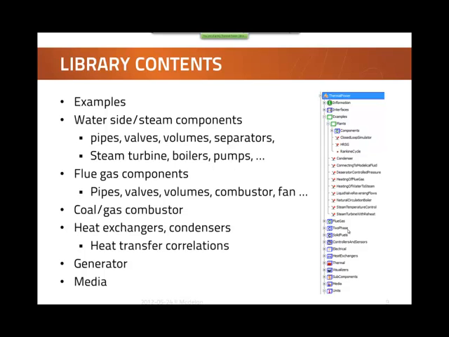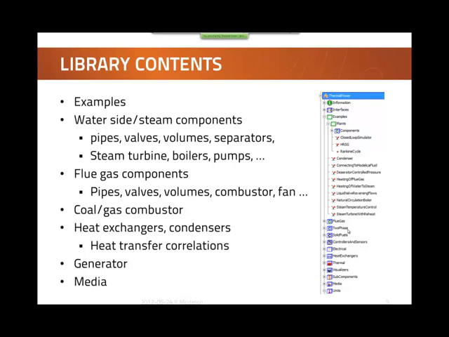There's another package called flue gas, that's for flue gas components. They also contain typical process components like pipes, valves, volume. But it also has some special flue gas components like combustors, fans, etc. There's a third components package called solid fuel. In there you can find the models of coal gas combustors, so it's possible to model combustions.